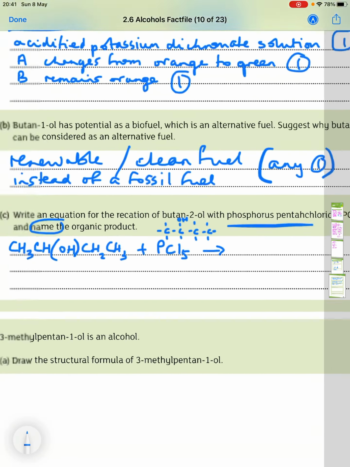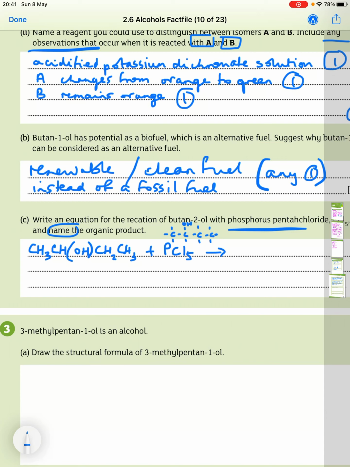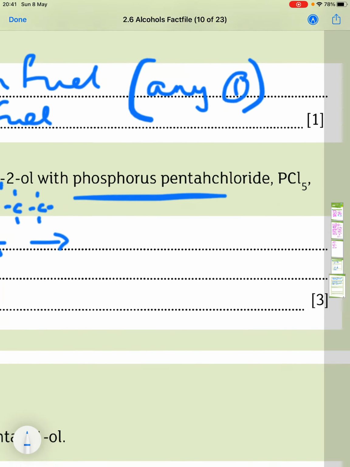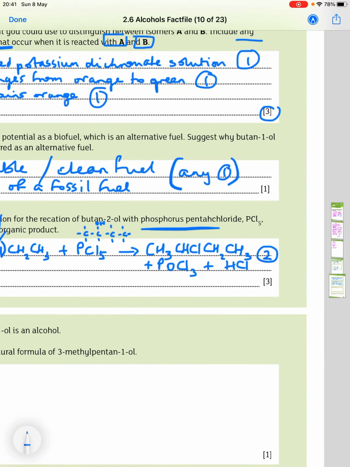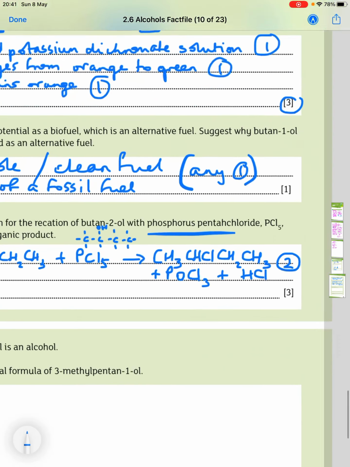And then that's going to give us, so I'm just changing where I have this OH here, I'm going to change that to Cl. So that's going to be CH3, CHCl, and I don't need to put the Cl in brackets because it's just an atom, it's not a group. And then CH2, CH3, and the other products we get then, of course, POCl3 and HCl. So there'd be 2 marks for that. And then naming the product.